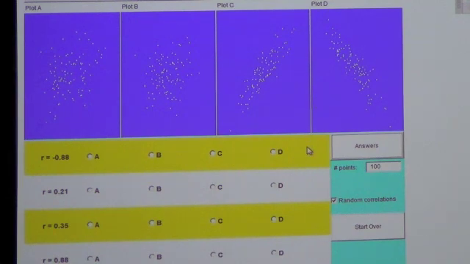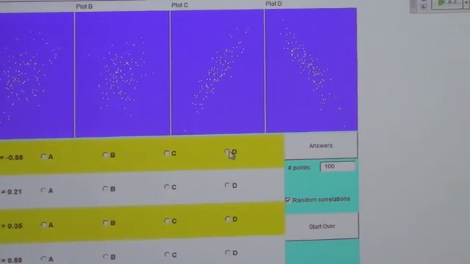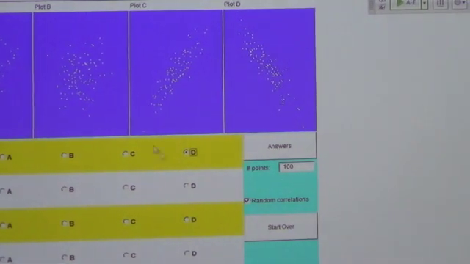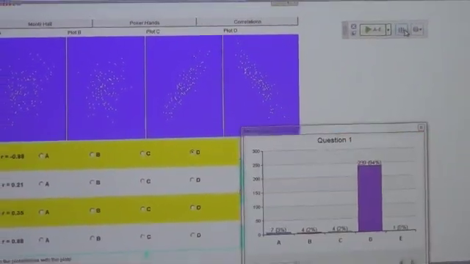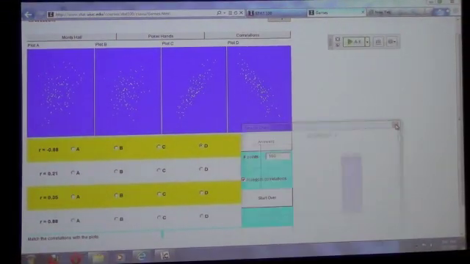Okay, so y'all voted. Let's stop it. And now, what did you choose? D. Okay, let's see. That is correct. And let's look at how many people chose it. Great. Okay, good. Let's do our next one.